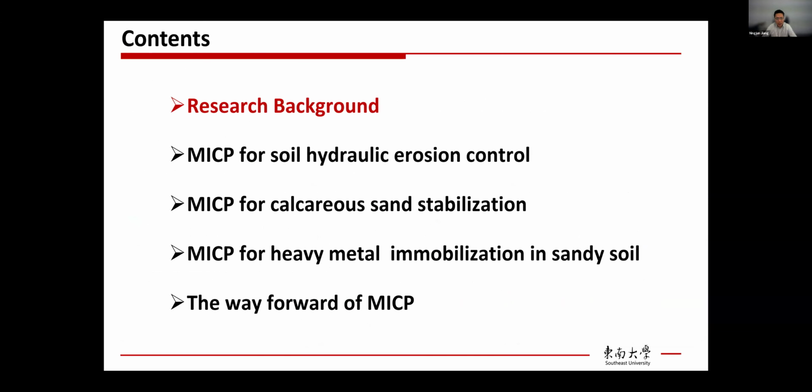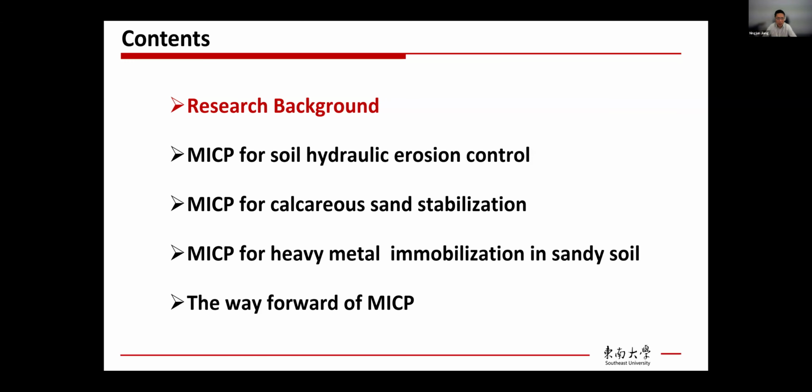For today's presentation, firstly, I would like to briefly go through the background. As you can see, more than one third of the audience today are quite familiar with MICP, so that's very good. I will just spend a little bit of time here. Then after that, I will introduce my work in 3 different periods.